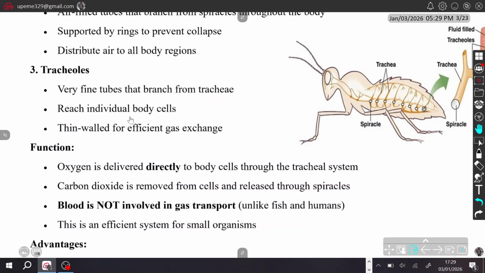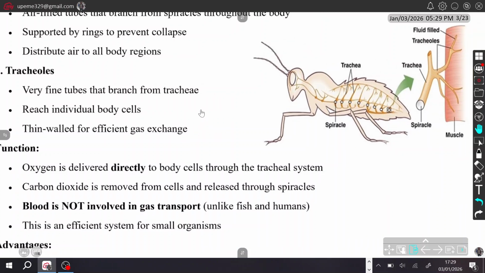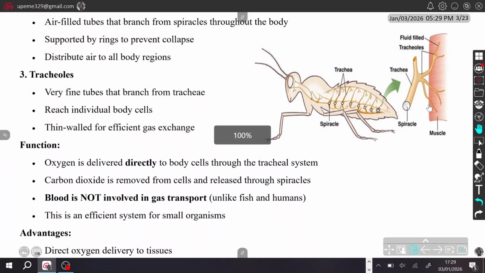They reach individual body cells. So they go and reach individual body cells. Like as you can see, these have reached this tissue here, which is a muscle tissue. So they reach individual cells, and they are thin-walled for efficient gas exchange. Their walls are very thin so that gases can diffuse from inside into the cells.